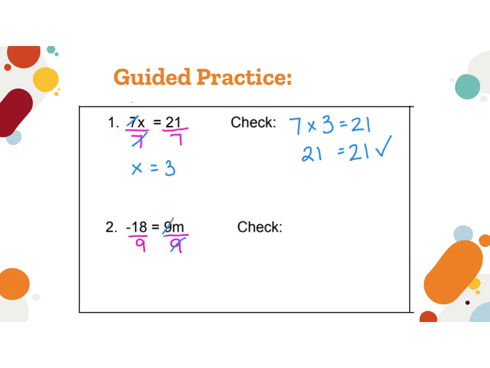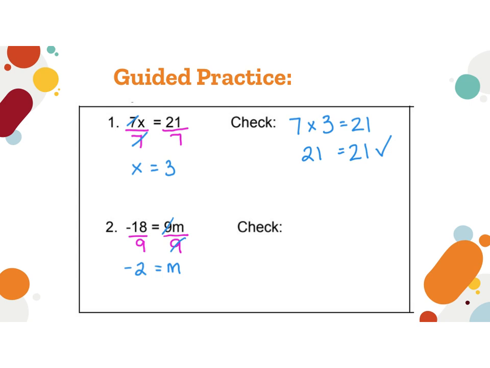These two 9s will cancel each other out and become 1. So we're left with just m on the right, and then on the left, negative 18 divided by 9 is negative 2. So m equals negative 2.